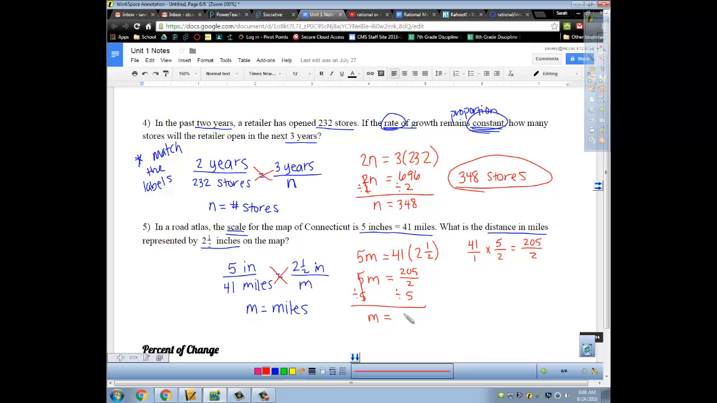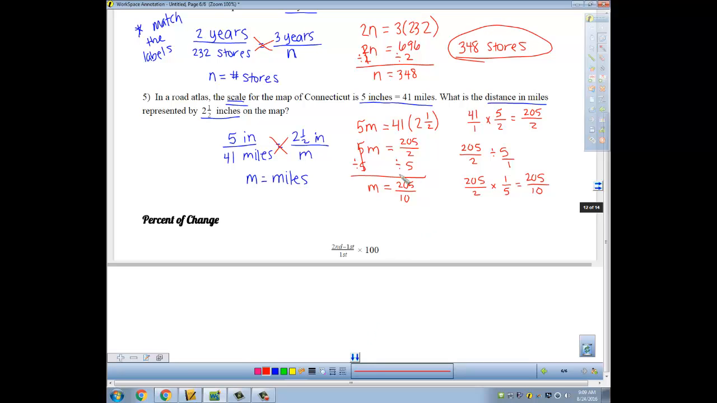Okay, m equals, now I'm going to do this off to the side again. This says 205 over 2 divided by 5. So I'm going to keep the first fraction, change division to multiplication. I'm going to flip the second fraction. So that was 5 over 1, now it is 1 over 5. 205 times 1 is 205. 2 times 5 is 10.